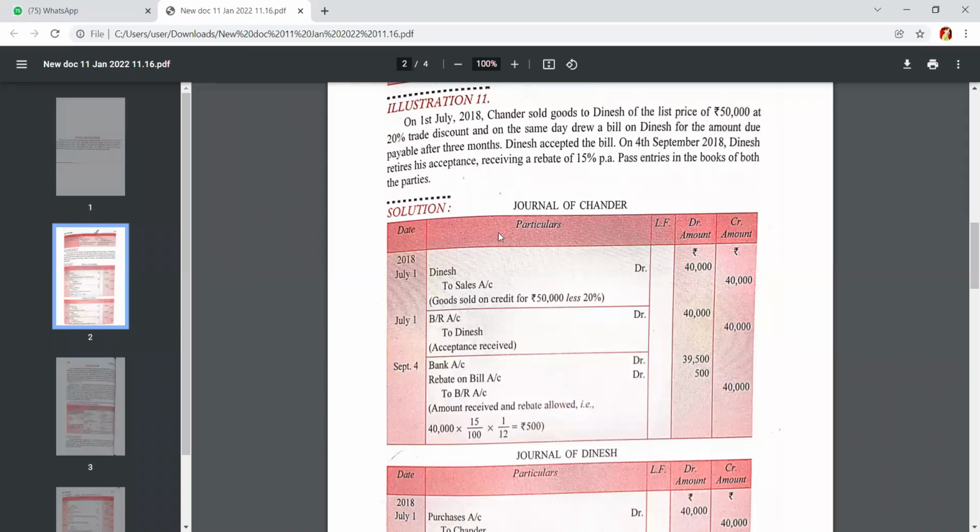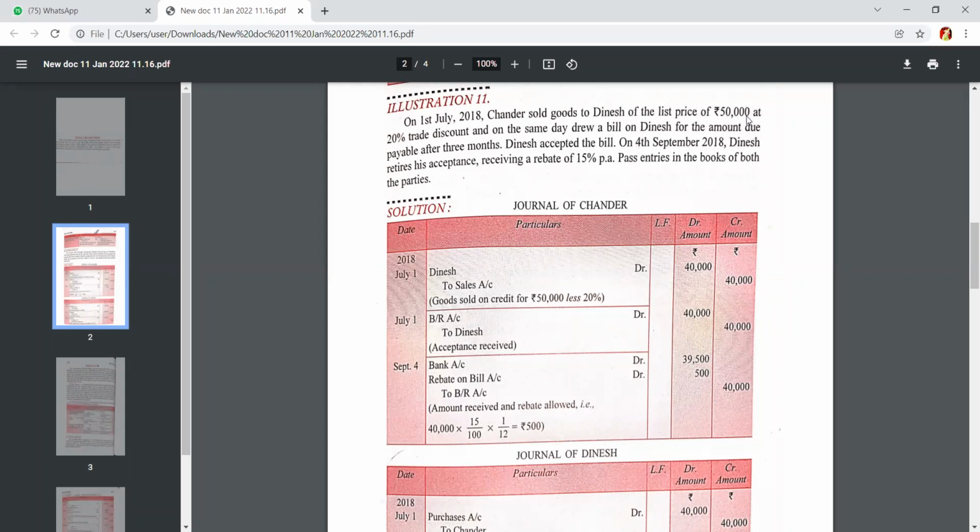First of all, in the books of the drawer, I'm showing the cursor over here. The entry will become, on 1st July, Dinesh debit to sales account. I told you each and every basic concept of how the entry is to be passed, so I'll not repeat it again. I'll just speak the entry only. Now see, what's the amount? The amount of the sales given over here is 50,000, but mind it, it is the list price. 20% trade discount is to be there.